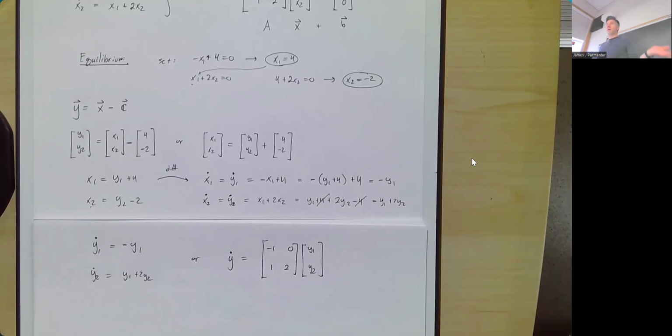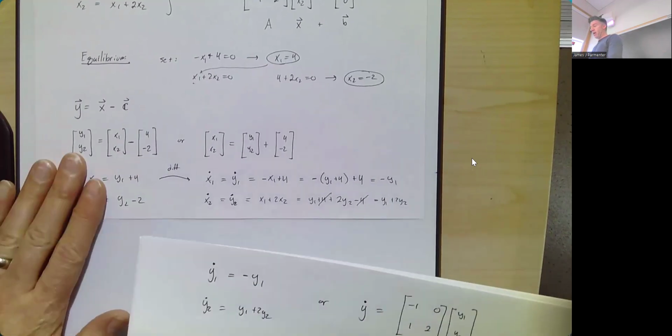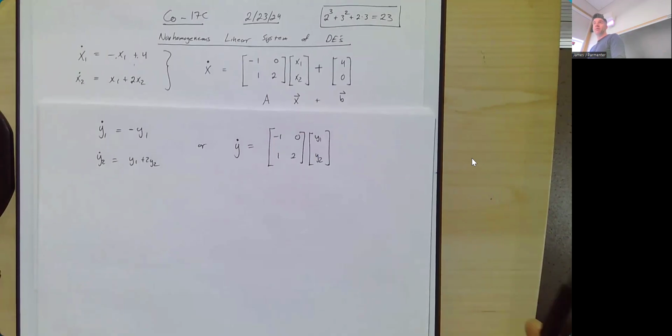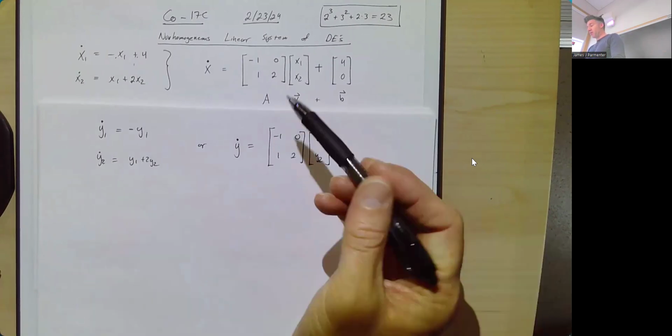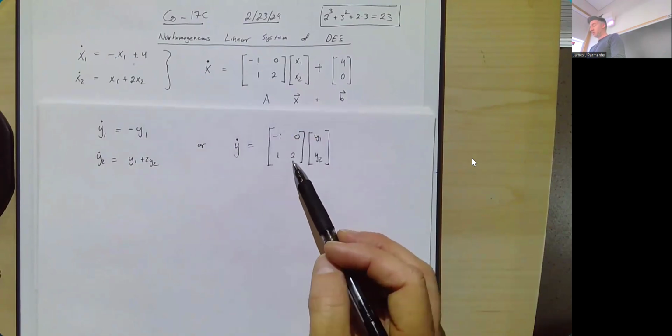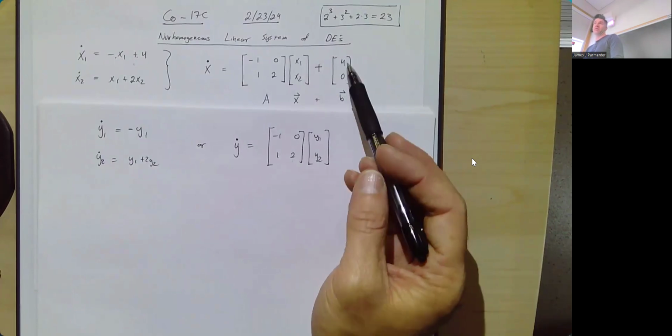The sum up here is that making this change, the substitution, gives you a homogeneous differential equation, and the coefficient matrix is exactly the same as it was. We still have the same A being negative 1, 0, 1, 2. The difference here is that we don't have to add on this other part here that's making it inhomogeneous or non-homogeneous.